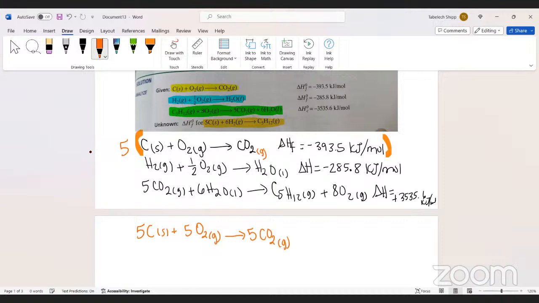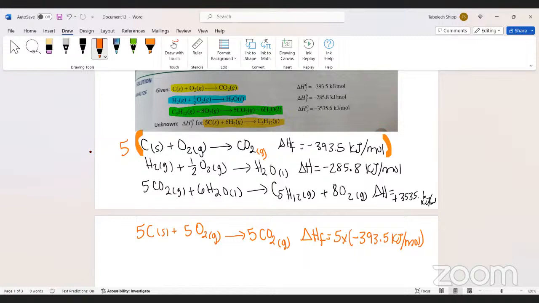And then my delta H is going to be equal to 5 times the negative 393.5 kilojoules per mole. Okay, that's for the first one.